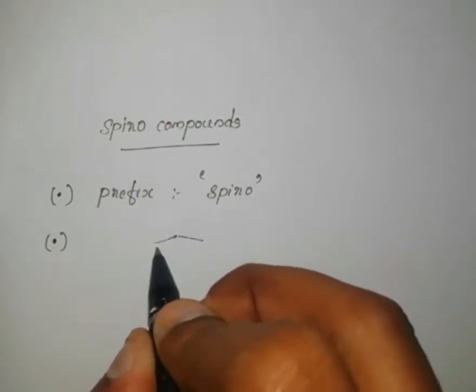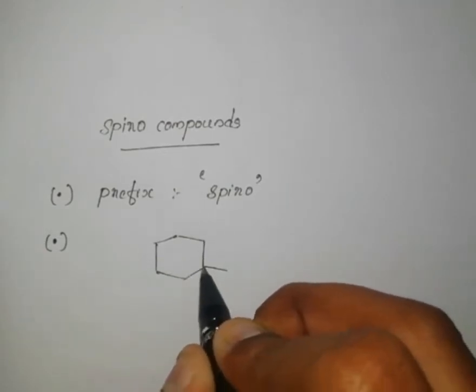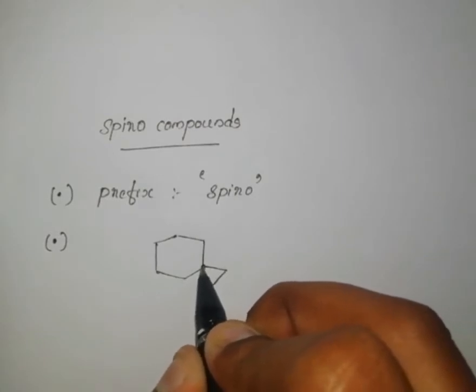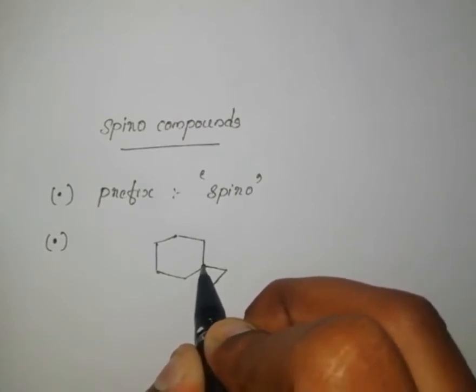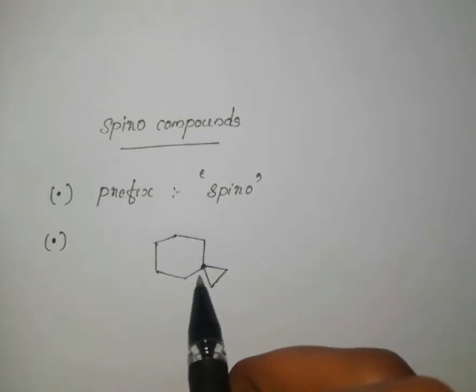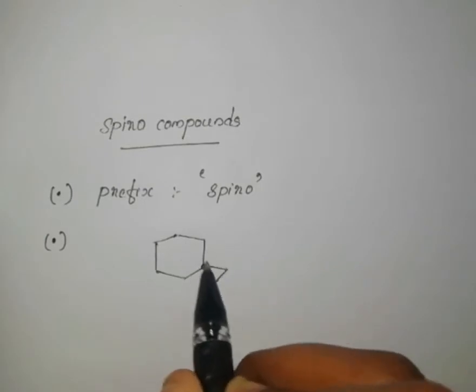Here we have one example of a Spiro compound. This carbon is called the spirocarbon, and the parent hydrocarbon is chosen by counting the total number of carbon atoms present in both the rings.